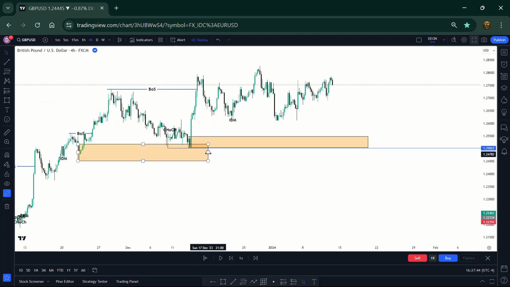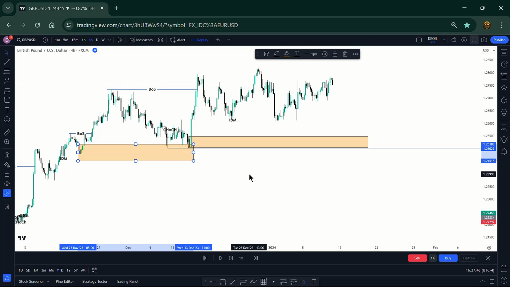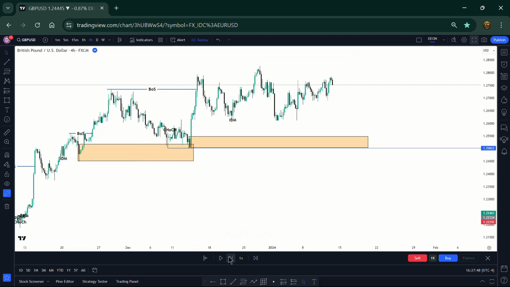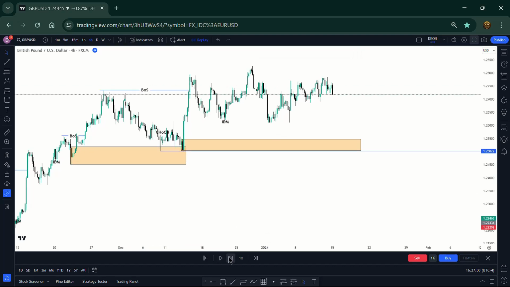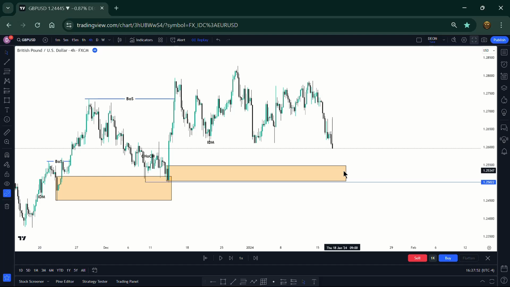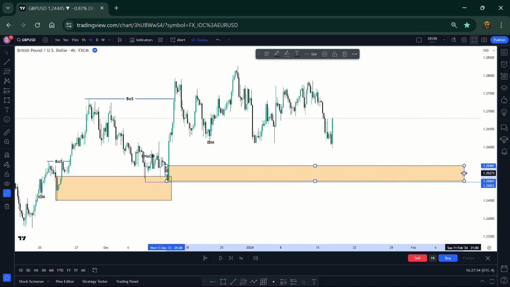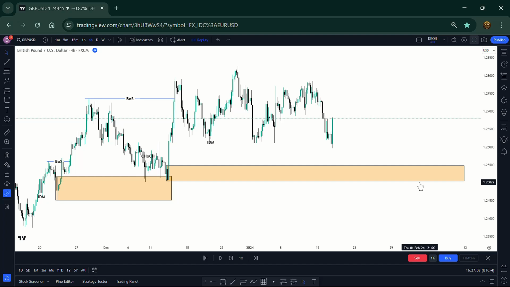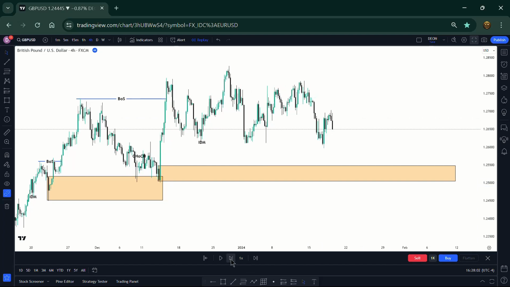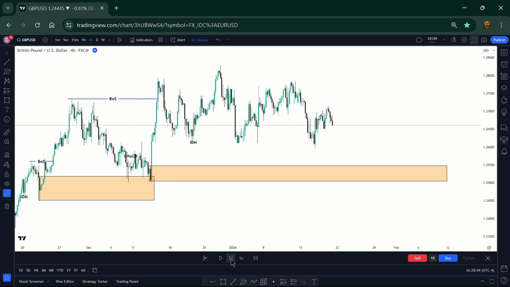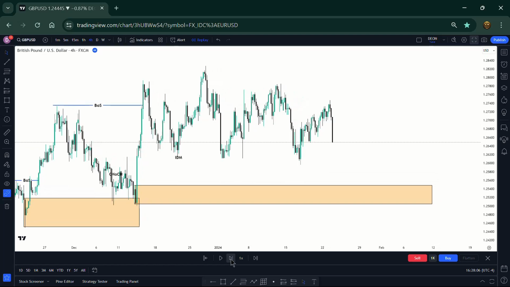Okay. Let's move this in case it comes all the way down. Okay, looks like it's coming down.